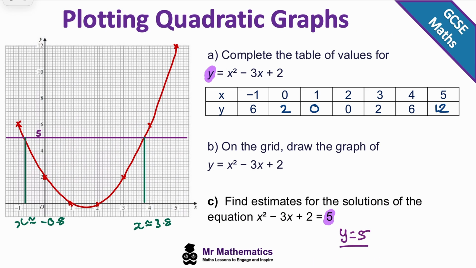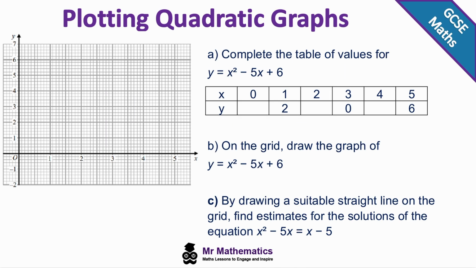Okay? So once you've completed a table of results and drawn a graph, the next step would be to solve an equation graphically. Let's try one more question. For our final question, we've been given the equation y equals x squared minus 5x plus 6. And we need to complete this table of results. And then we need to plot the graph on the grid. In part C, we need to try and solve this equation using the graph we've drawn. Do you want to give this question a go yourself? You can pause the video and come back when you're ready.